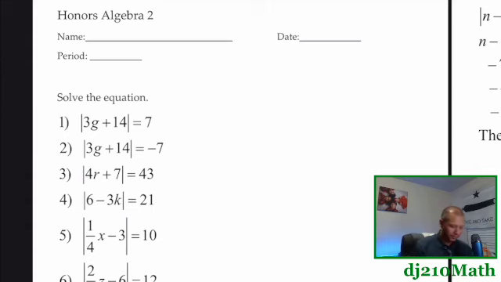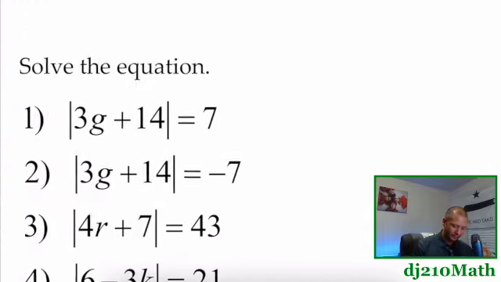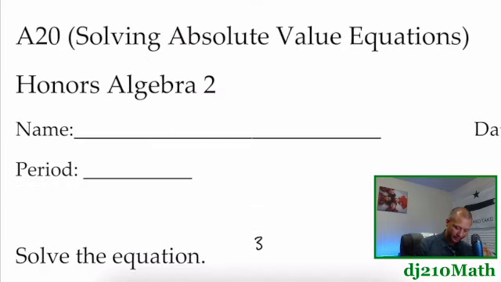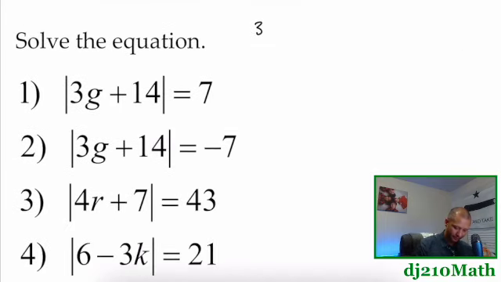Step two, you analyze the answer and see if the answer is positive, right? It's got to be isolated, which it is, and then the answer has to be positive. So since it's positive, number one, now we can split this into two. 3G plus 14 is equal to 7. 3G plus 14 is equal to negative 7.